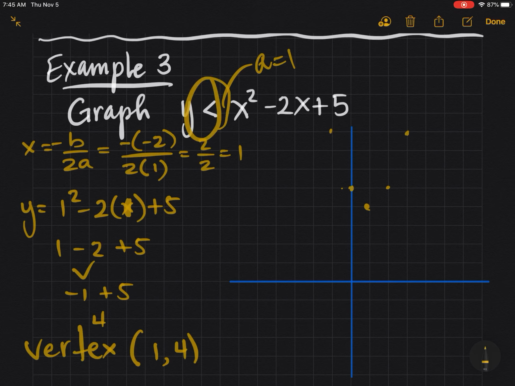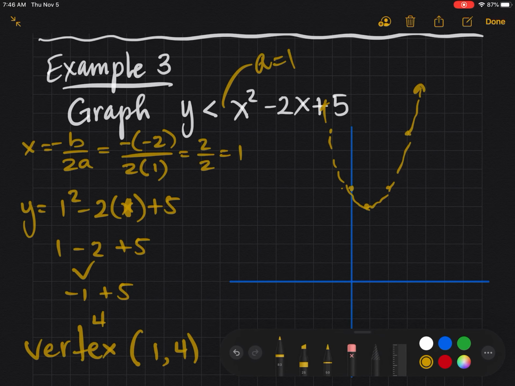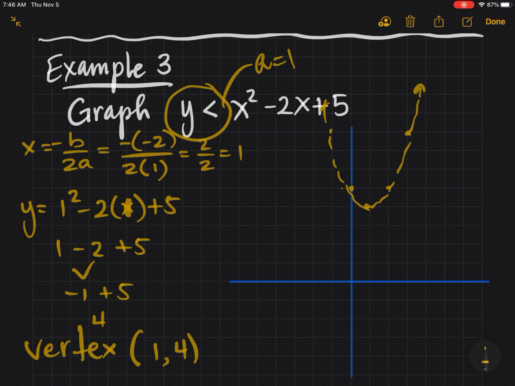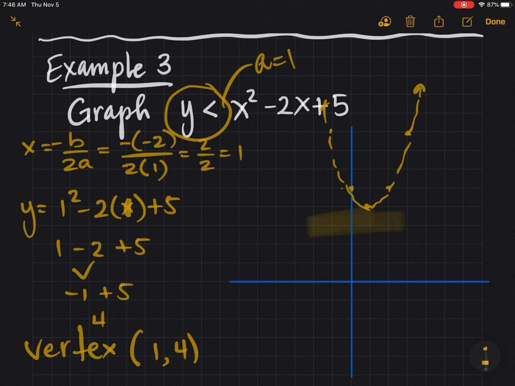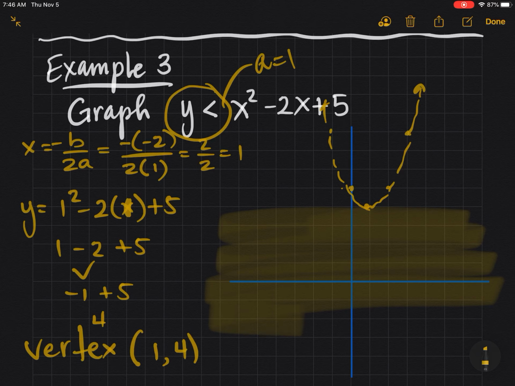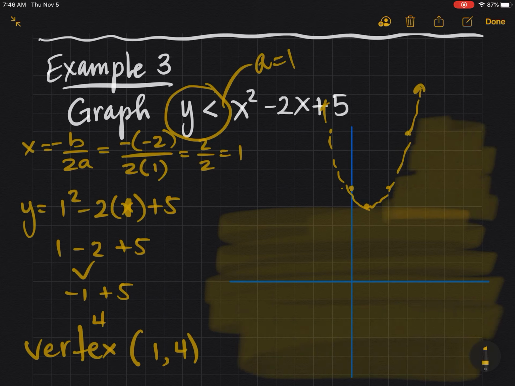And is it solid or dotted? It's not equal, so this is dotted. And now, do I shade above or below? Well, it says that y is less than, so less than means shade below. So I like to start at the vertex and go below the vertex. But notice, not only do I get these points, but I also get these points out here.